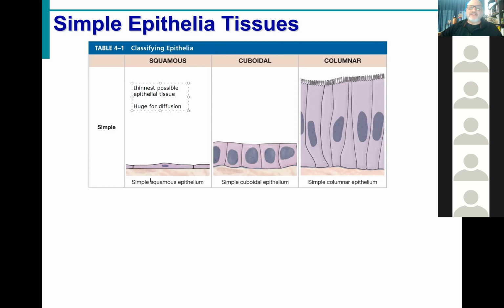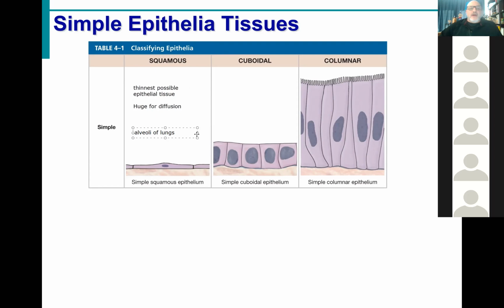So, not surprisingly, in places like the alveoli of the lungs, we are going to have that simple squamous epithelial tissue so that we can make it as easy as possible for oxygen to get in and for CO2 to get out. Yeah, we'll get to that one in a minute, Laura. Let's build up to it.